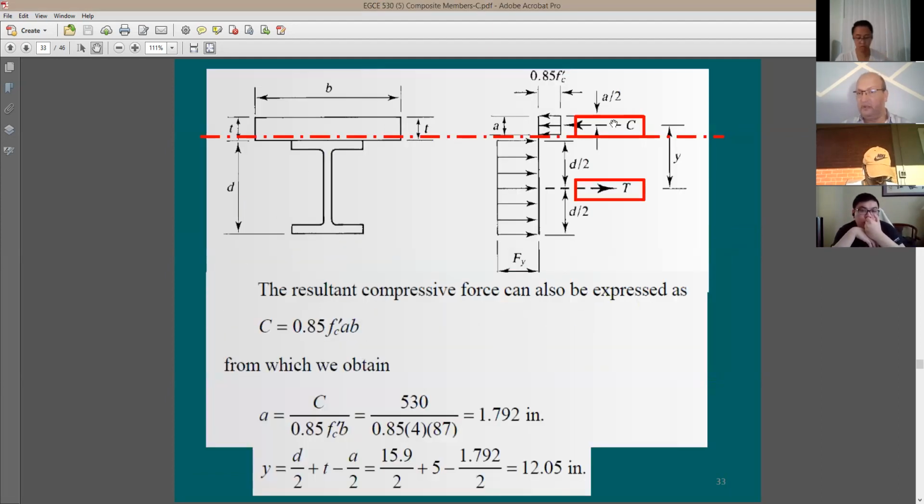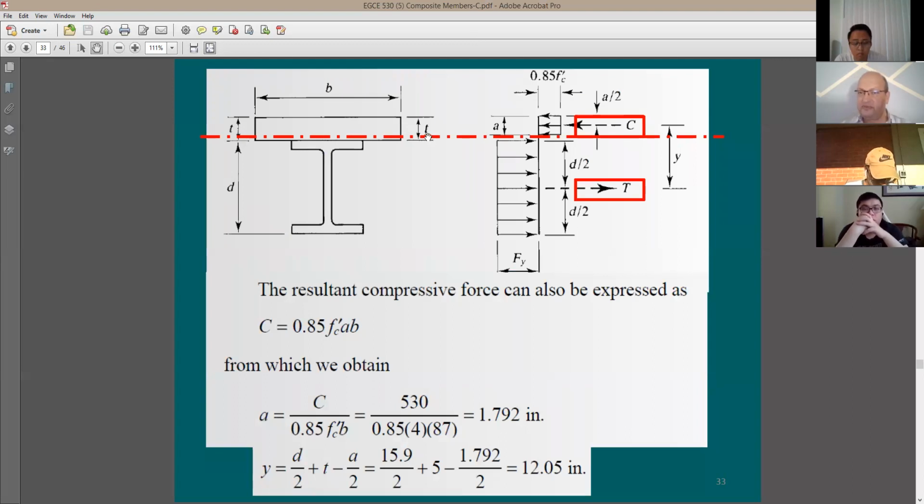We went through this, and then we figured out that the compression force is going to be equal to 530 kips. Based on this, we should be able to find the compression block depth, a, very similar to what we do in concrete design. So I'm going to say the maximum compression force is equal to this tension force, 530 kips, divided by 0.85, divided by f'c, the 4 ksi, divided by the original width of the concrete slab.